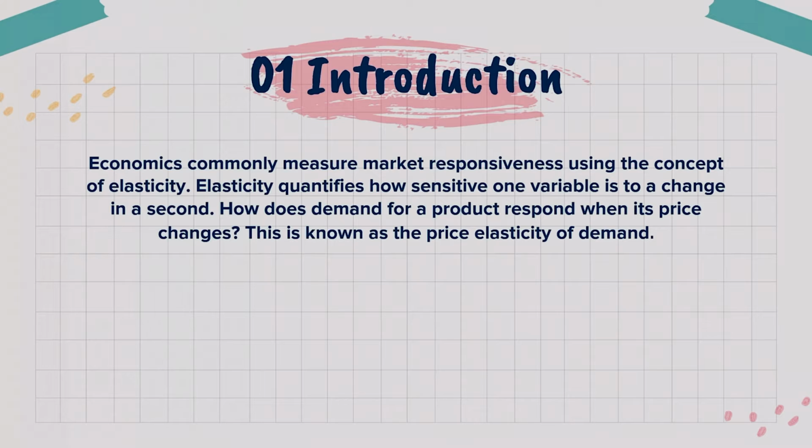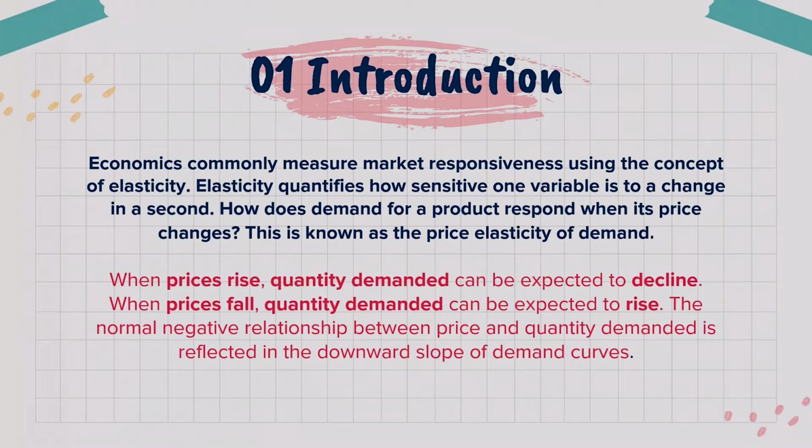Introduction. Economists commonly measure market responsiveness using the concept of elasticity. Elasticity quantifies how sensitive one variable is to a change in a second. How does demand for a product respond when its price changes? This is known as the price elasticity of demand. When price rises, quantity demanded can be expected to decline. When price falls, quantity demanded can be expected to rise.